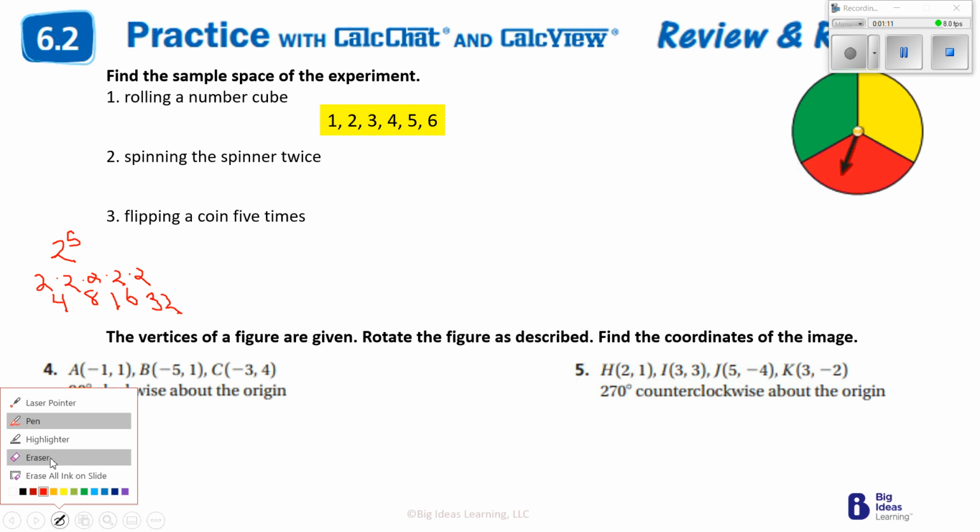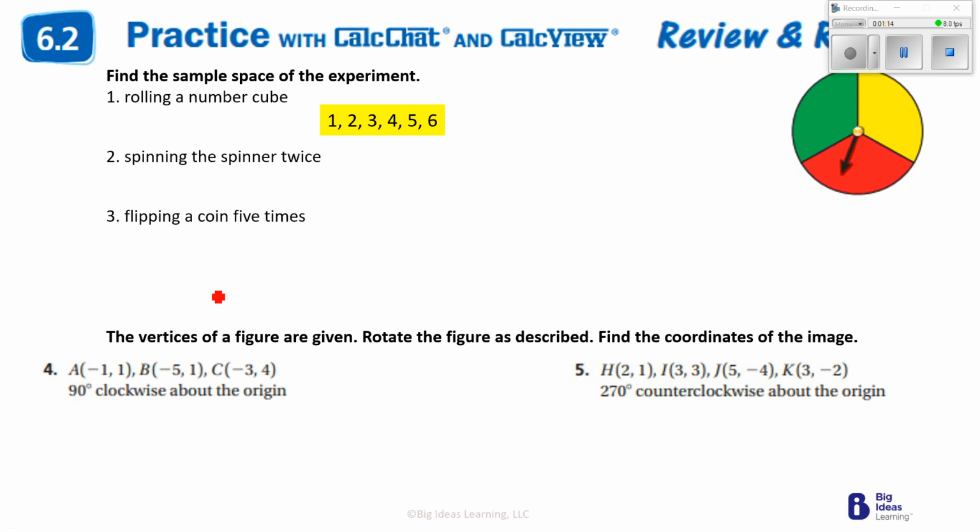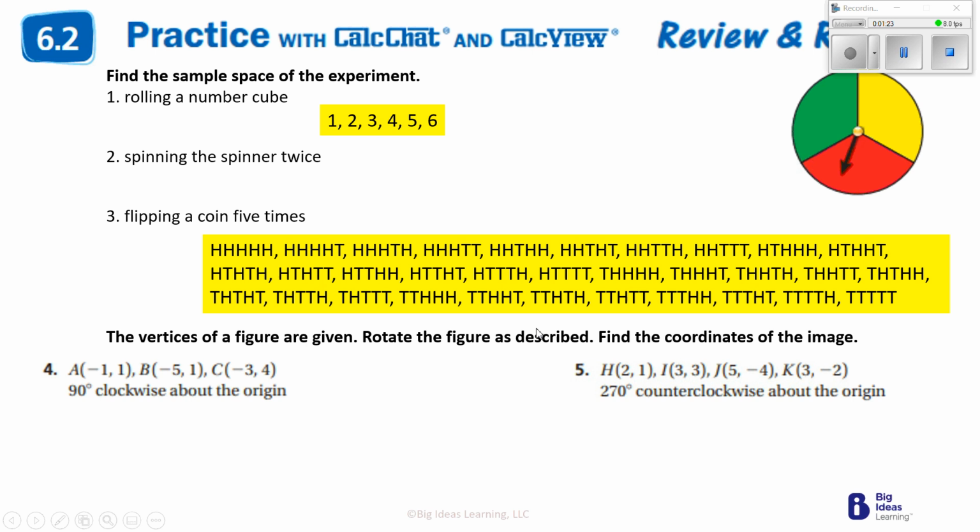The outcomes are going to be things like 5 heads in a row, heads, heads, heads, heads, heads. There could be 5 tails in a row. There could be 4 heads and 1 tail, or 3 heads and 1 tail and then another head. You see all the different possibilities of heads and tails. But if you count them up, you'll see that there are actually 32 possible, 1, 2, 3, all the way up to 32, just like we said.